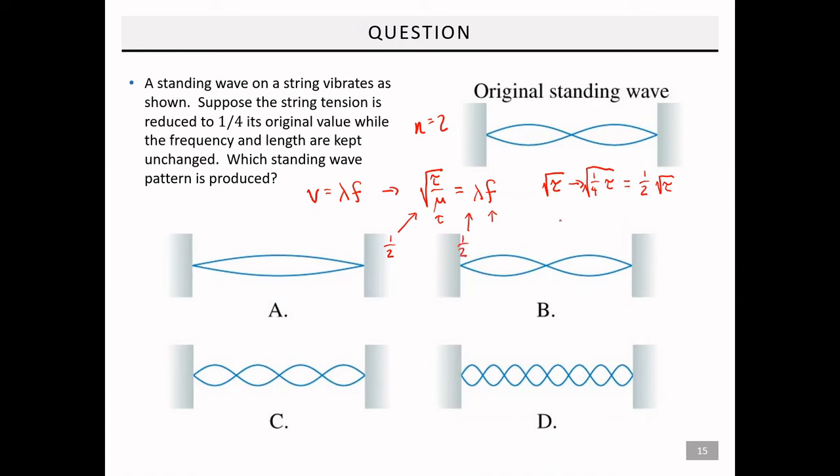So if tau reduces by 1/4, then lambda has to reduce by 1/2. In the top picture, the wavelength of the string was equal to the distance between the walls. So the wave that we're looking for in the bottom pictures has to have half that wavelength. The only one that corresponds to that wavelength is picture C, where the wavelength of the standing wave is half the distance between the two walls. So the answer is C.